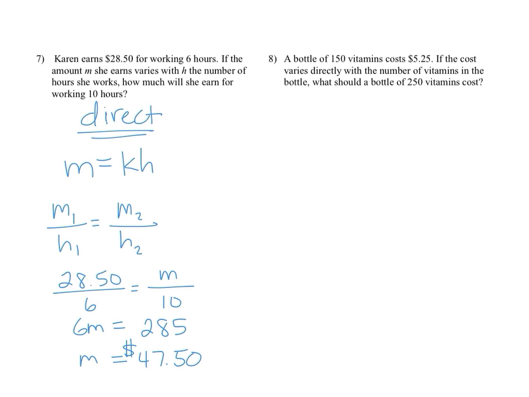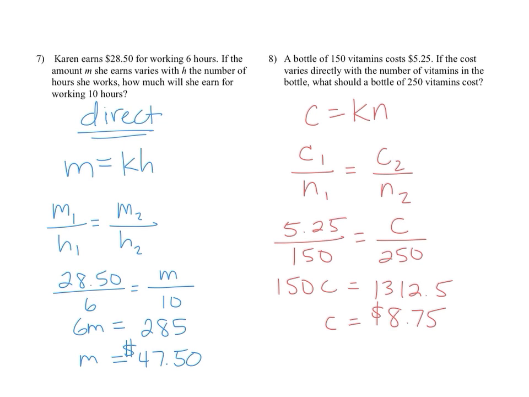A bottle of 150 vitamins costs $5.25. If this cost varies directly with the number of vitamins in the bottle, what should a bottle of 250 vitamins cost? And I think this is in your stations activity, so if you've already done this one, I have no problem with you skipping it, but I'm going to go over it anyway. So let me do it, and here comes your answer. And it turns out those 250 vitamins are going to cost $8.75. So now, if you didn't understand that one, which I doubt, you have your answer for that one when you come to class again for your stations activity.